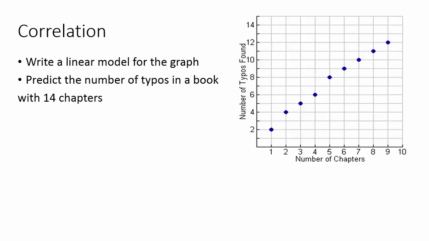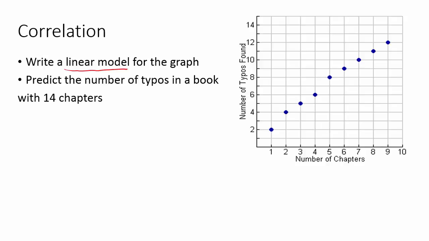We're only going to look at linear correlation today, and we'll try to figure out how we can make a model given some data. So I have an example here where we have the number of chapters in a book, and let's assume these chapters are all fairly uniform length, and we've got the number of typos that are found in those chapters. We're going to try and write a linear model for the graph. And all that means is we're trying to write the equation of the line, so y equals blank x plus blank, and then we're going to predict the number of typos in a book with 14 chapters.